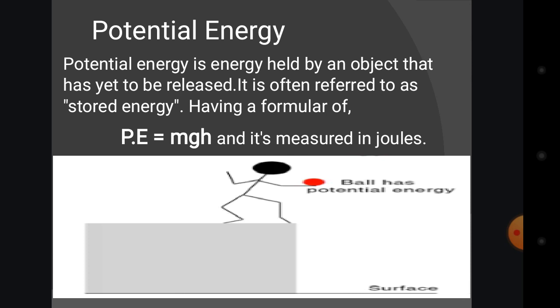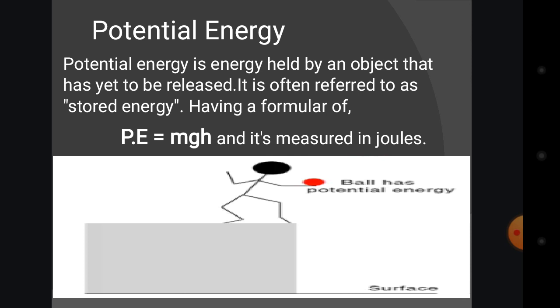If you have released it, then it is no longer potential energy. But if you lift an object, or that object is near the top of a tree, or even a fruit on a tree that did not come down, it has a potential energy because it is not yet released. So potential energy is energy held by an object that has yet to be released. It is referred to as stored energy.